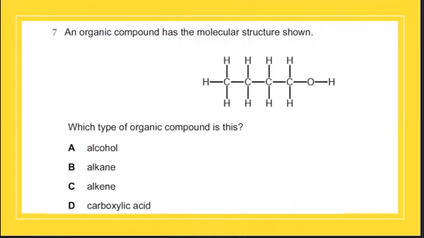Next one. An organic compound has the molecular formula C4H9OH. Which type of organic compound is this? The first thing you look for is the functional group. The functional group in this case is an OH group. The OH group indicates that an alcohol is present. So therefore, the answer to this question is A as in apple.